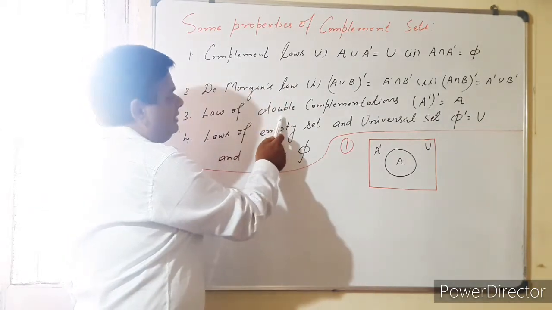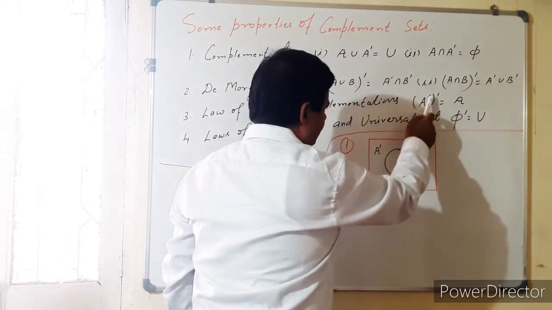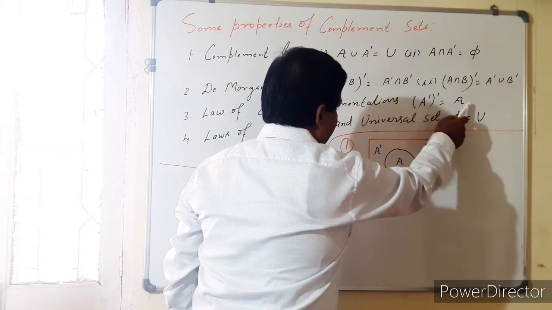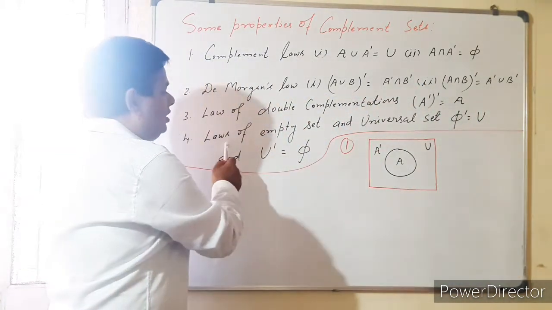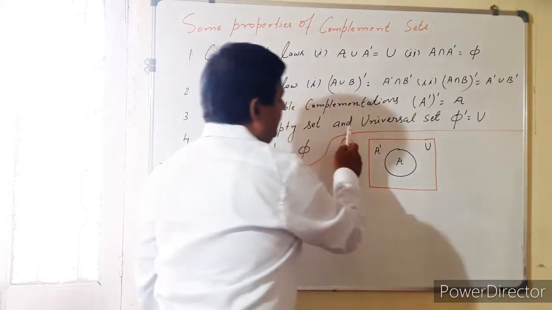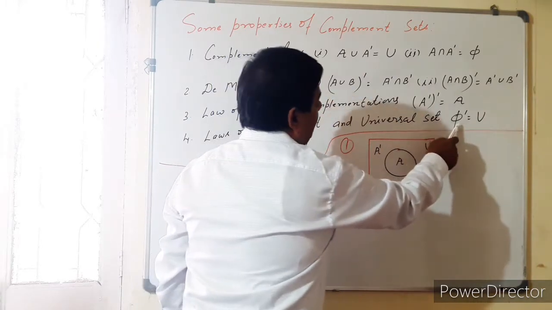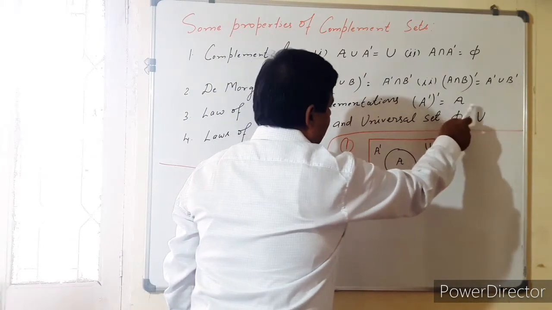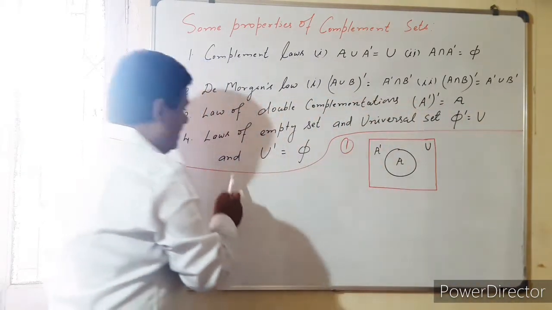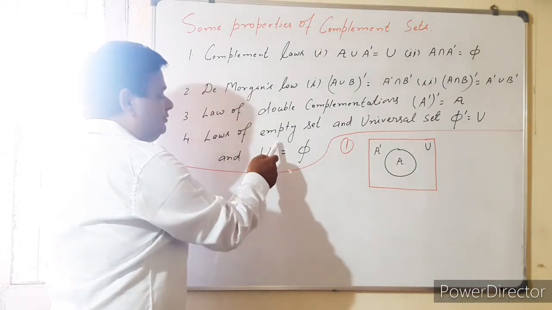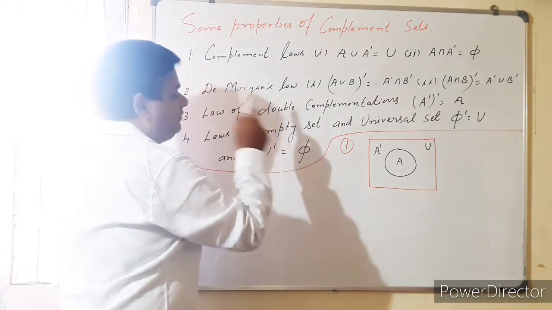Laws of double complements: the complement of the complement of A is equal to A. Laws of the empty set and universal set: the complement of phi is equal to the universal set, and the complement of the universal set is equal to phi.